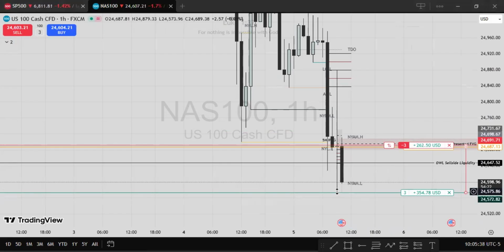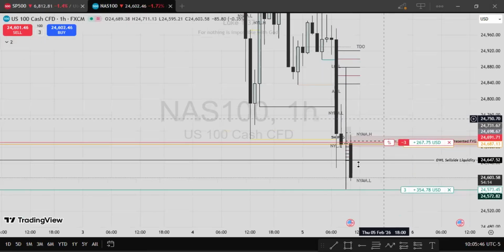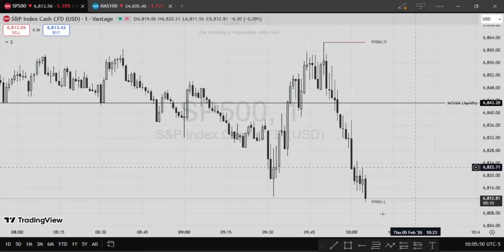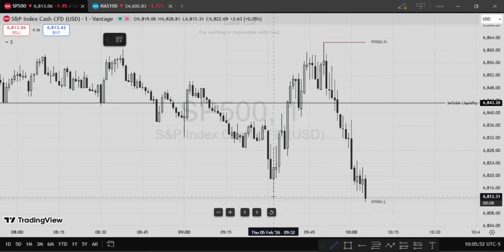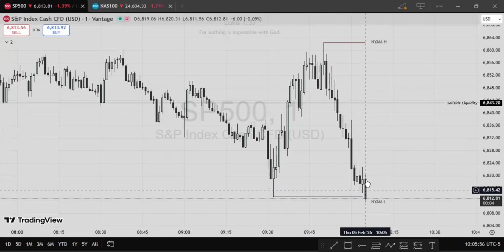Nasdaq should definitely come for this low though, because we have this wick and then the next candle opened and it's still strongly bearish. So it should definitely come for this low here. I'm not expecting any higher prices. If there was a possibility we could get higher prices, I would have closed the trade now because ES just took the low.